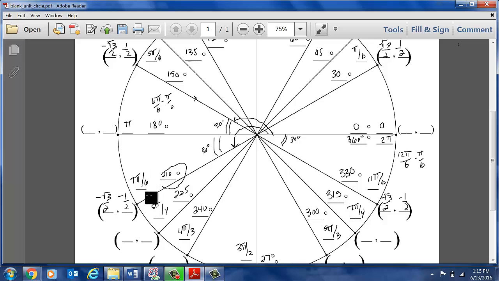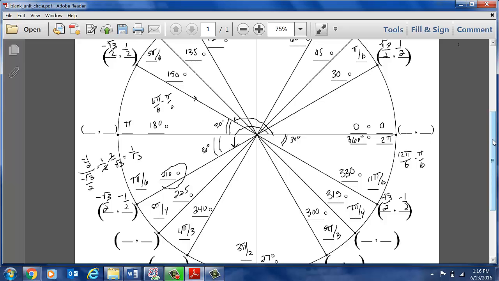Tangent of 7 pi over 6 would be sine over cosine, or negative 1/2 divided by negative square root of 3 over 2. So this would give me a positive value, a negative over a negative, after I cancel the 2's. So tangent of 7 pi over 6 would be 1 over the square root of 3. And again, I could find any of the reciprocal functions the same way.